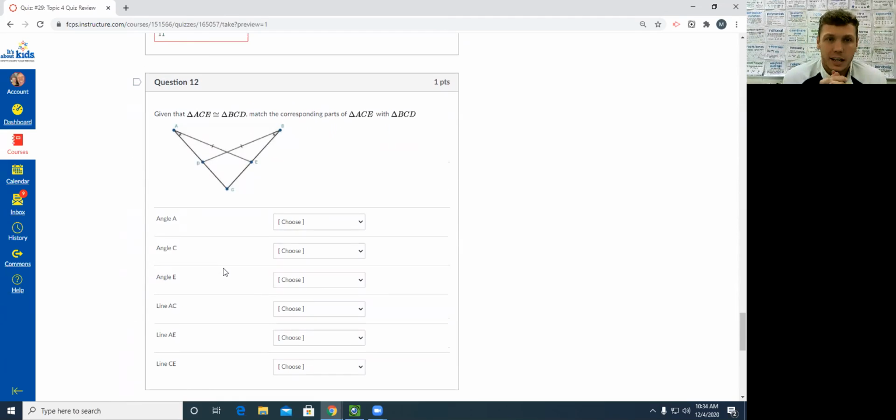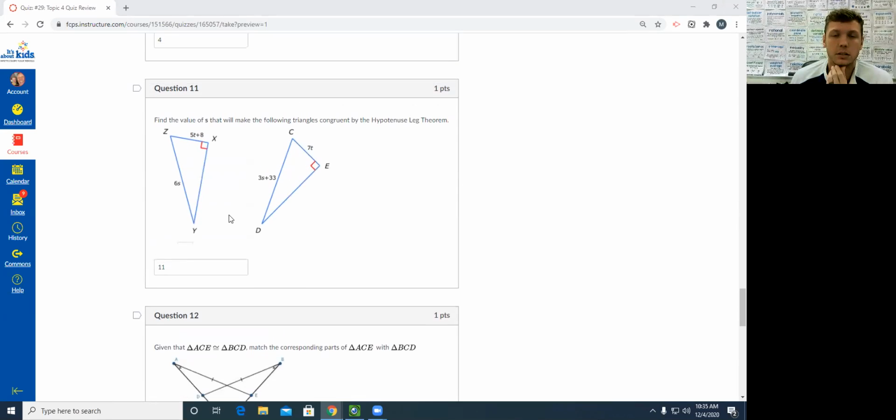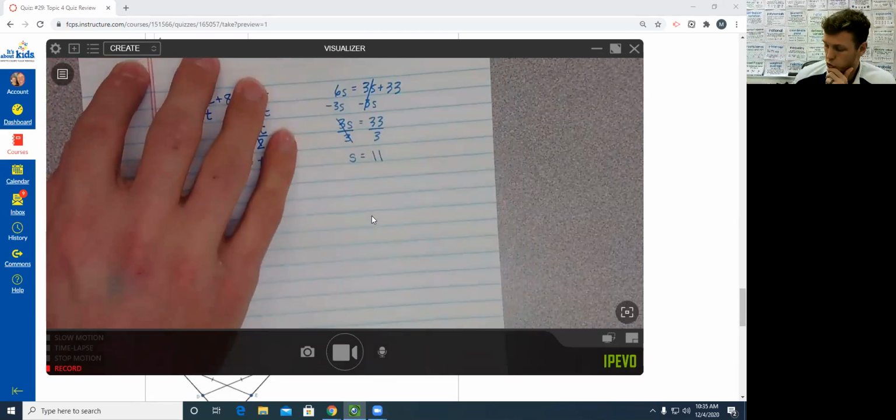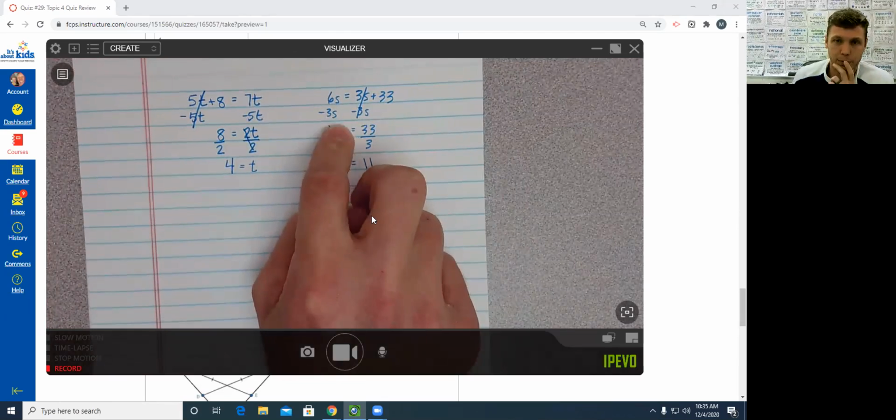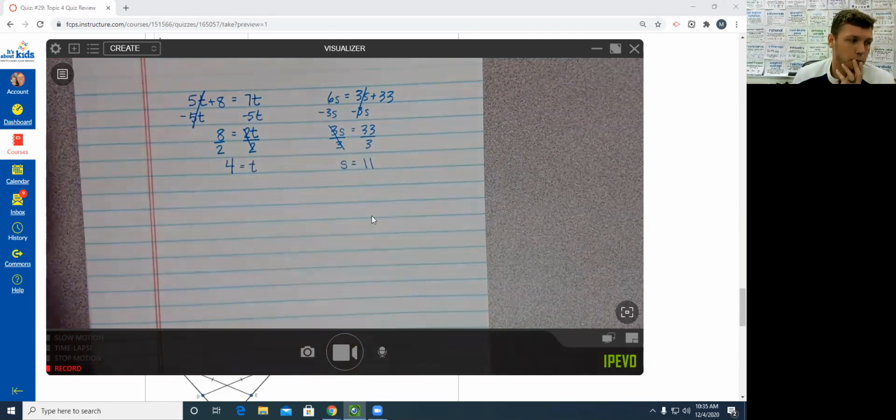All right. So given that triangle ACE is congruent to triangle BCD, match the corresponding parts of triangle ACE with triangle BCD. Number 11 was 11, because we set those two parts equal to each other, subtracted the 3s, and then divided by 3. So we got 11 for it.